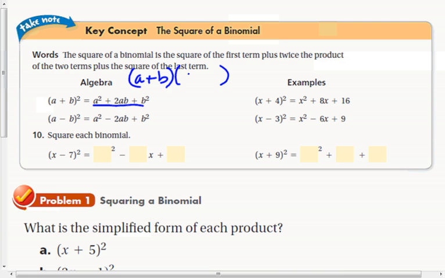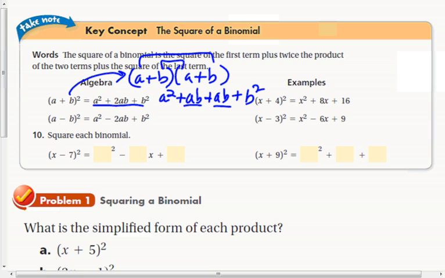So if I multiply, this is equivalent to this, right? Then if I use FOIL, I'm going to do a times a, and the outside two are a times b, the inside two are a times b. So notice how we get a duplicate, and then the last two are b times b. So we have a squared, and then we have 2ab twice. And that's what this is saying.